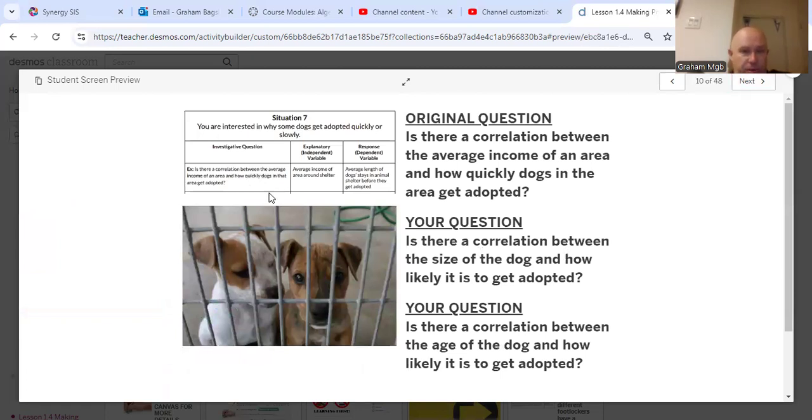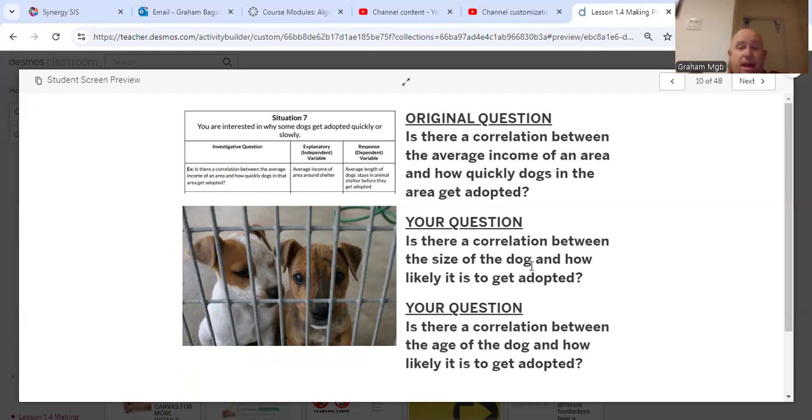The correlation was between the average income of an area around a dog shelter and the average length the dog stays in a shelter. And the new questions people came up with, people talked about the size of the dog and how likely it is to get adopted. I think by how likely it is to get adopted, once again, you'd have to say how many weeks it's been in the shelter. But yeah, perhaps if it's a big dog, if you're in an area with small houses, perhaps that's going to make a difference. If you've got an area with a lot of land, that might be why you want a big dog where it can run around.